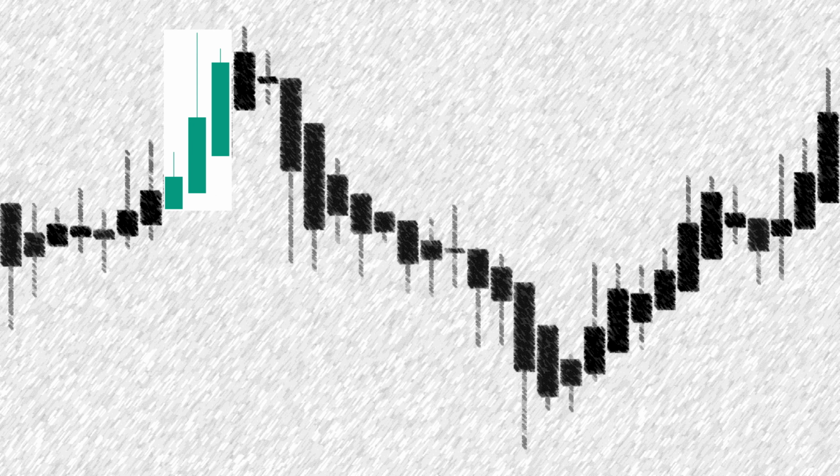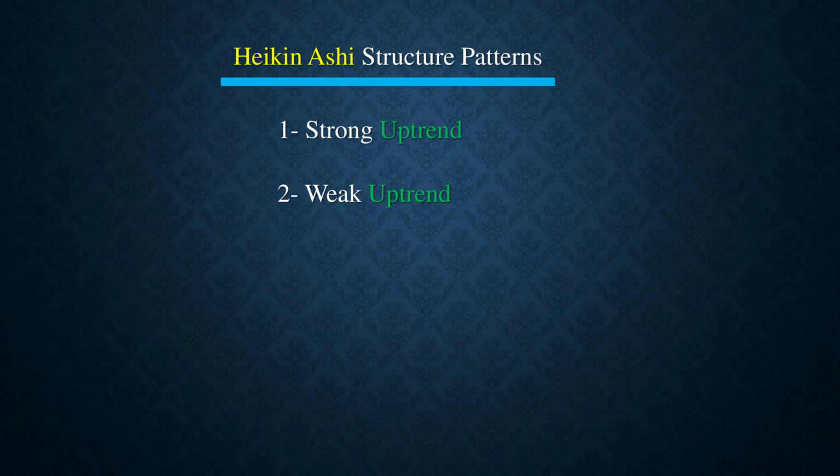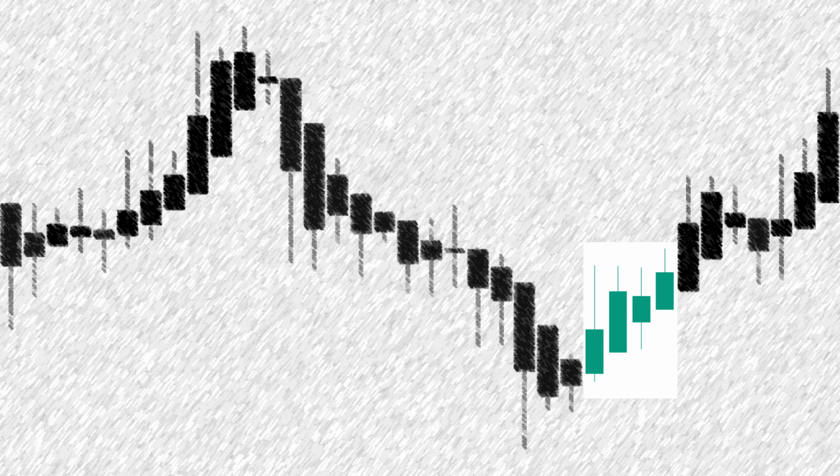The first pattern is a strong uptrend. As you can see, the bodies of candles are getting bigger, and it proves that the market is bullish and buyers are stronger than sellers. It is the best time to go for a long position. The second pattern is a weak uptrend. In this situation, as you can see, the size of the bodies is shrinking and small lower shadows are appearing gradually. These signs are telling that strong buyers are exiting gradually and there is a high chance of trend reversal.